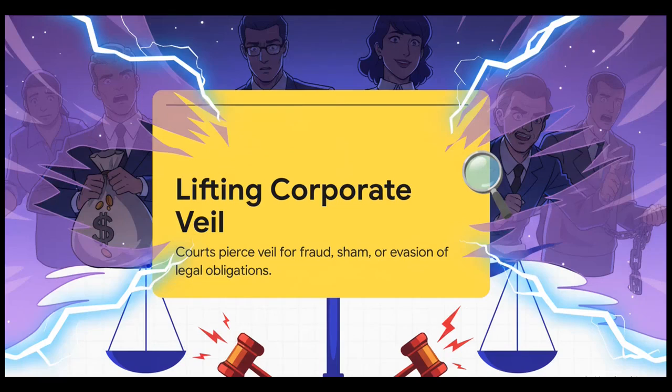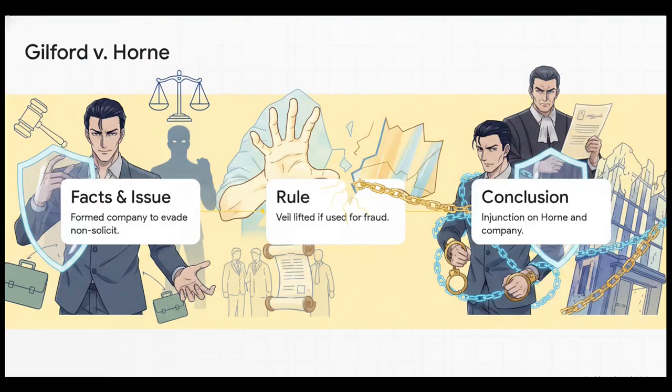But mark my words, this protection is a privilege. It is not a shield for fraudsters. That brings us to lifting the corporate veil. If you think you can use this separate legal entity as a cloak for fraud, as a sham, or just to evade your legal obligations, the courts will ruthlessly pierce that veil. They will look right through the company, find you, and hold you personally liable. No exceptions. Just to show you how strict the courts are about this, listen to the facts of Guilford Motor Co. versus Horn from 1933.